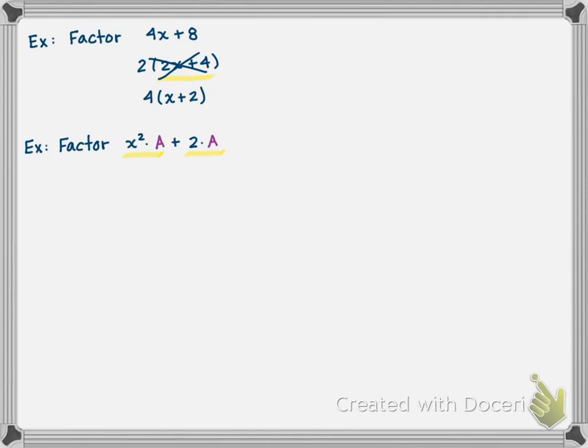So do they have a factor in common? They have an a in common, so we can factor out that a and write this as a times x squared plus 2. Now that a doesn't necessarily have to be a monomial. That a could have been a number, it could have been a single variable, but it can also be another polynomial. So I can have factors that contain more than one term as long as they're in parentheses.